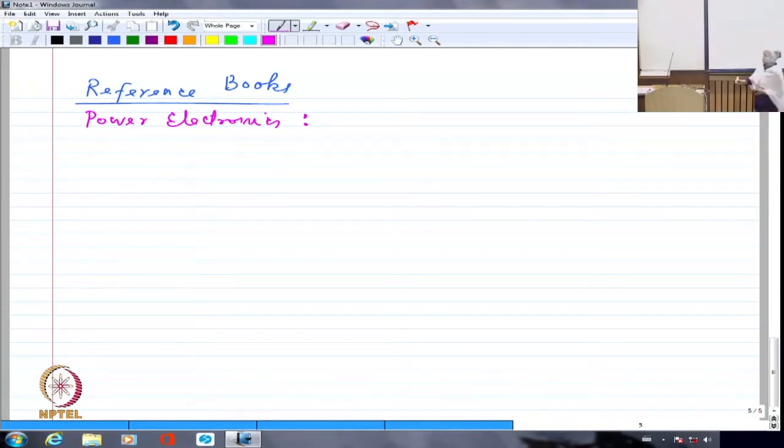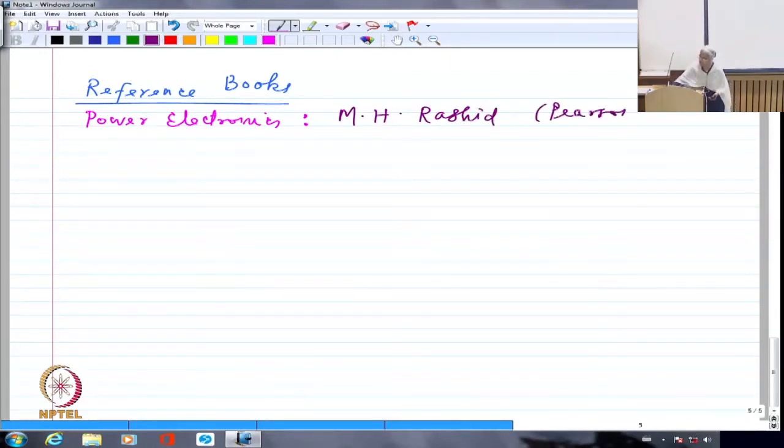Okay? There is one book by M.H. Rashid. This is from Pearson. This book, at least the older edition, had some mistakes. So I would like you to study this with a little bit of caution. I know where the mistakes are, I'll tell you. As I go along, I'll tell you if there is a mistake in a particular chapter. But the latest edition I have not looked at. I have to look at that as well. The older edition had some mistakes in rectifier as well as AC voltage controller. So let me take a look at this and then tell you. This is one of the reference books which is easily available, not a problem.